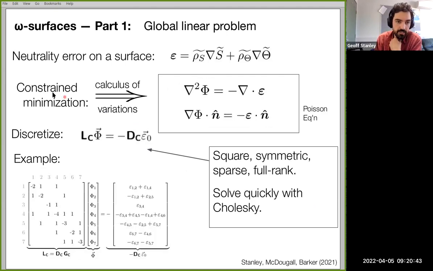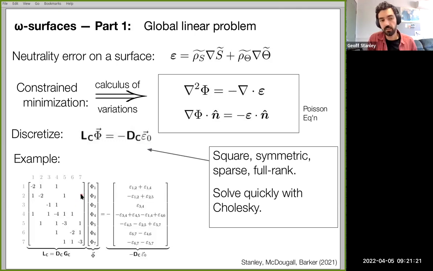We can take that constrained minimization problem and just apply the calculus of variations in a pretty routine way. You just turn the crank and out pops a Poisson equation. Now we have a Laplacian of phi equals the negative divergence of epsilon, with a boundary condition as well. If we discretize this, you get a discretized Laplacian operator, and on the right you have a discretized divergence operator applied to your epsilon vector. You might recognize in row 4 of this Laplacian matrix, you have 1, 1, minus 4, 1, 1. That's the standard stencil for a Laplacian on a uniform grid.